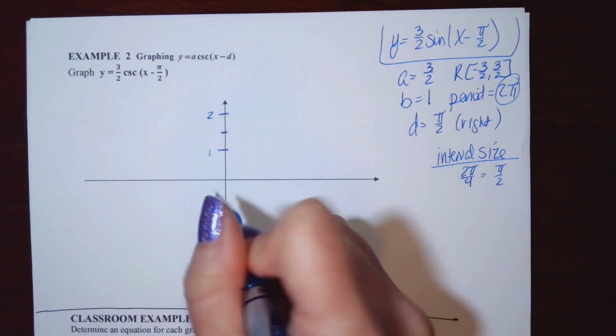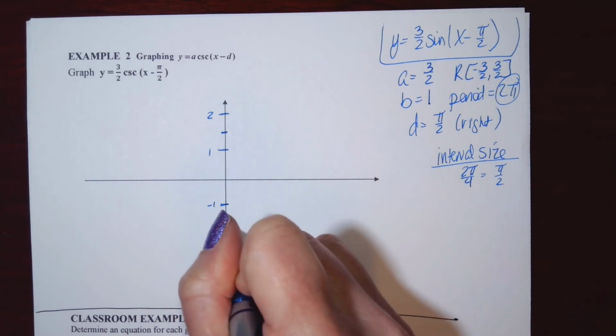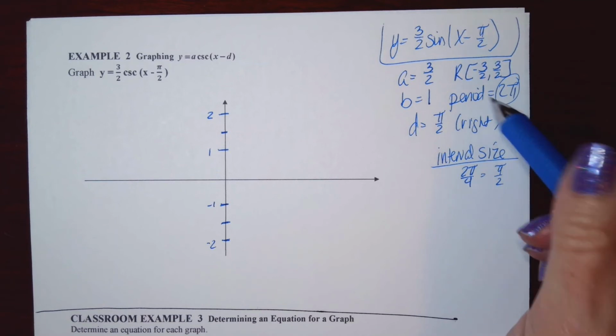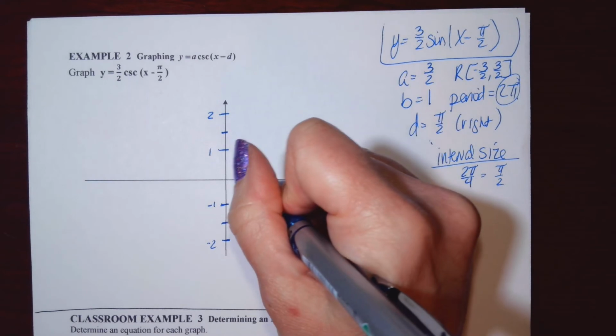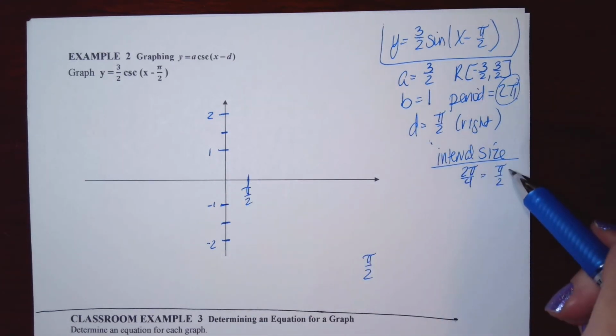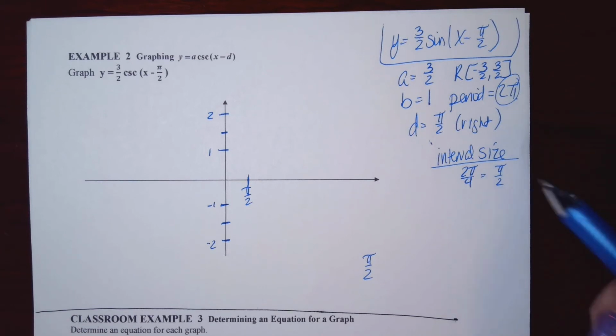There's my 3/2. There's my -3/2. My first point is going to be at that phase shift, pi/2 to the right. So there's my first point, pi/2. My interval size is also pi/2. Okay, so that's easy enough.